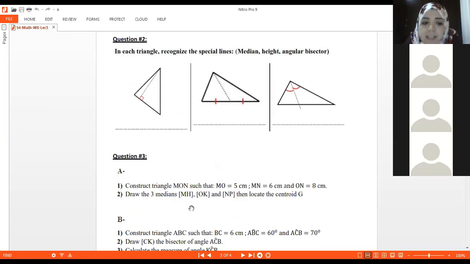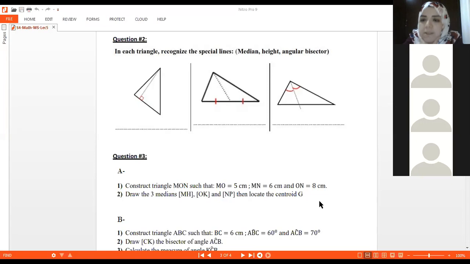Easy. Very easy. If you look at the first part, construct triangle MON such that MO is 5, MN is 6, and ON is 8. How do you construct this triangle? Who can tell me? What are the steps? First we draw ON using a ruler, which is 8. Then what do we use? A compass. Excellent, Huda.